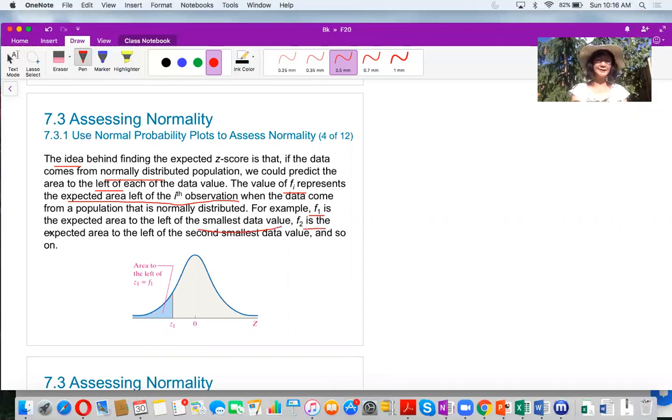F2 is the expected area to the left of the second smallest data value. So anyway, Fi represents the area. So this area is Fi. And this point is Zi, the Z value.